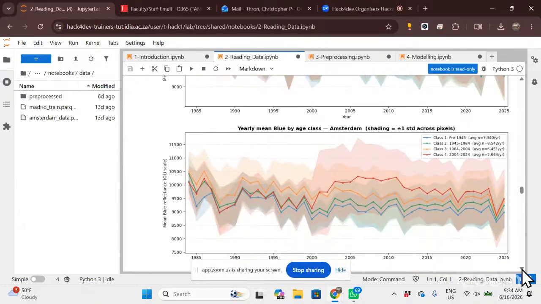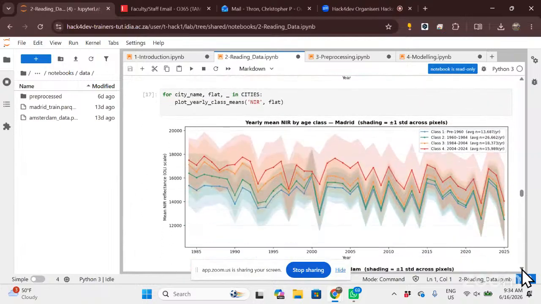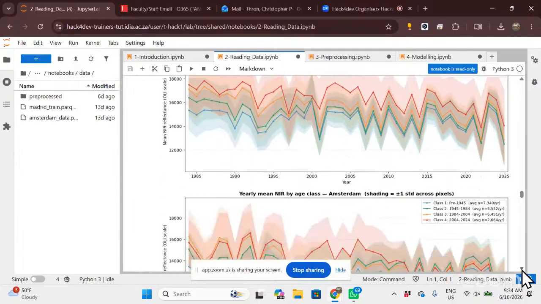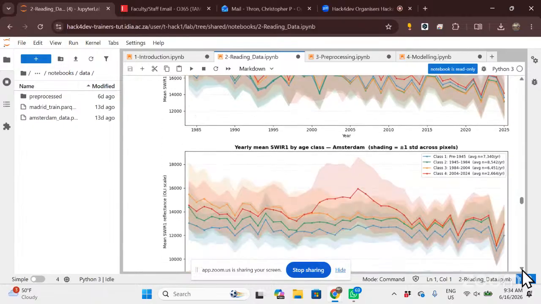And for Amsterdam, you see something very similar. This is a different band. The first one was blue, this one's NIR, and so on.